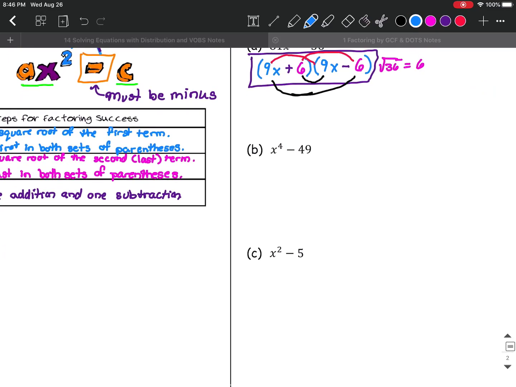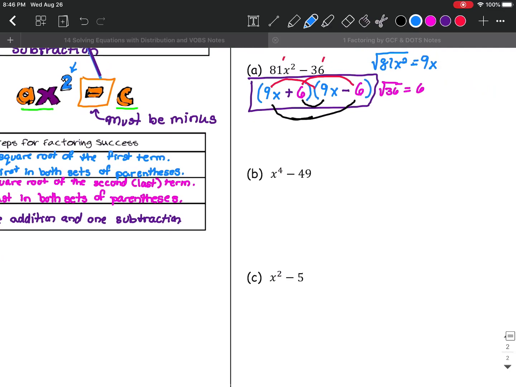Let's try x to the 4th minus 49. So the first thing is to take the square root of x to the 4th. When you take a square root of a variable, you divide the exponent by 2. So the square root of x to the 4th is x squared. Because when you multiply x squared times x squared, you would add those exponents. 2 plus 2 is 4.